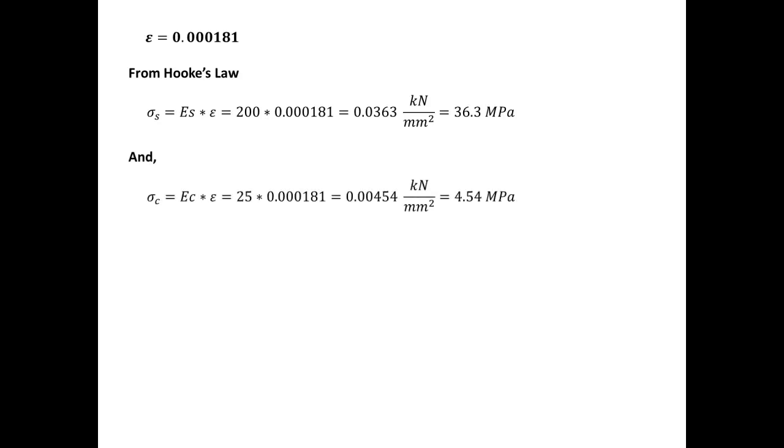Using the same methodology for the concrete now, the stress in concrete equals the modulus of elasticity of concrete multiplied by the strain. That's 25 times 0.000181, which will give me 0.00454 kilonewtons per millimeter squared, and of course that will equal 4.54 megapascals. And that should answer the first question.